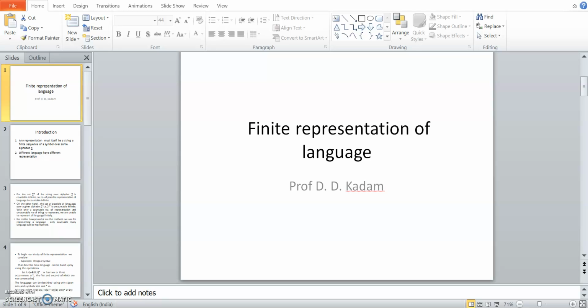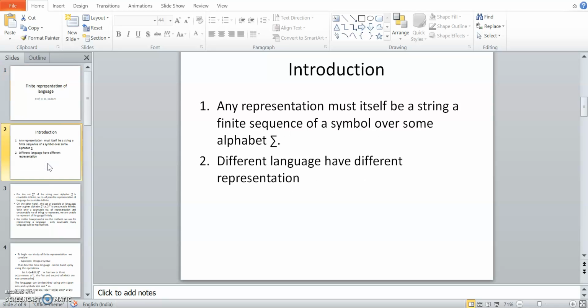Hello, today we are going to see finite representation of a language. Prior to that, we'll see what is finite representation of a language. Any representation must itself be a string, a finite sequence of symbols over a given alphabet set sigma. And remember that every language has its own representation, meaning different languages have different representations.